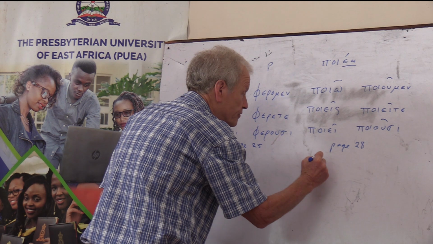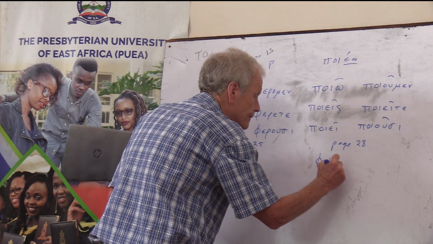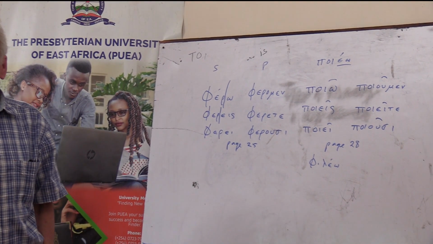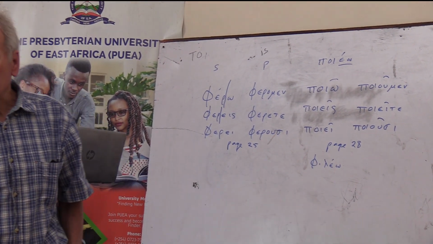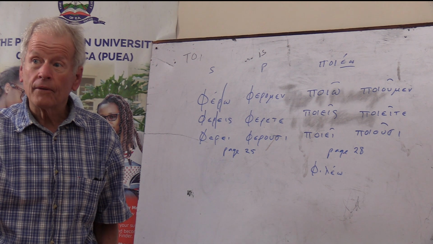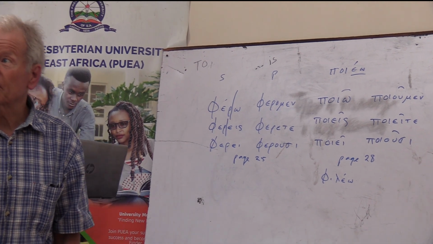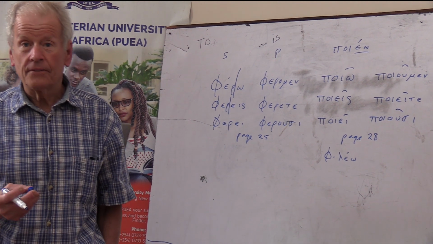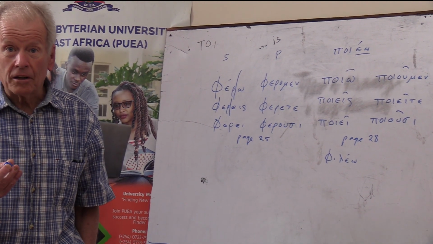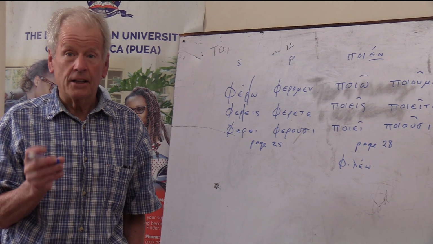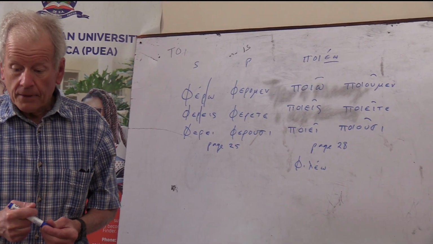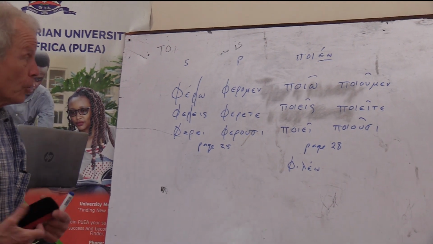I could have given you phileo. That means I love. So we've had that verb in class. Philo, I love. Phileis, you love. Phileï, he loves. Philoumen, we love. Phileite, you plural love. And philousi, they love. So you're responsible for those two forms.